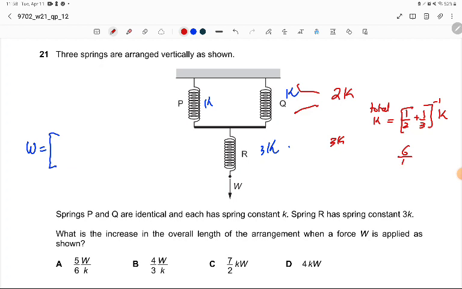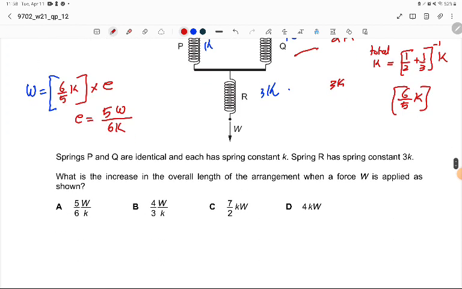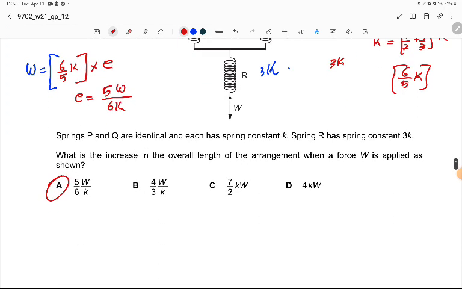Okay. So W, which is the load, is equal to 6 over 5K multiplied by the extension. So extension should be equal to 5W over 6K. So 5W over 6K should be the right answer. A is the answer. Okay. Next question.